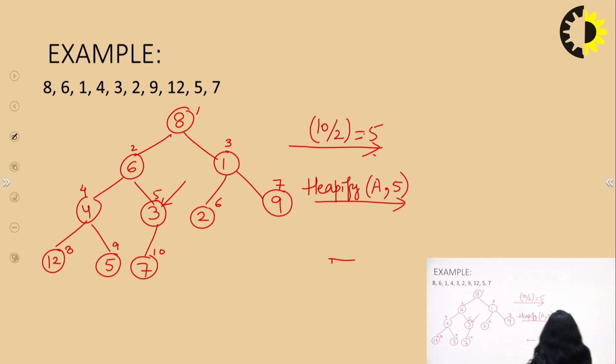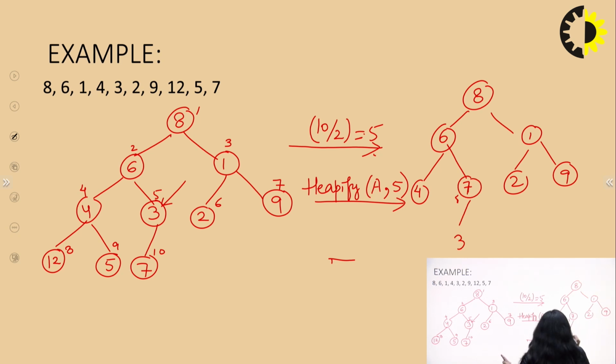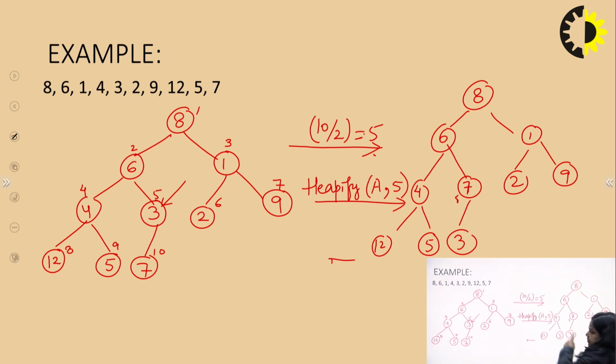Now after applying heapify A, comma 5, we get the tree 8, 6, 1, 4. Here, instead of 3 we get a 7, and then this becomes 3. Then we have 12 and 5. This is the tree generated once we have applied heapify A, comma 5.